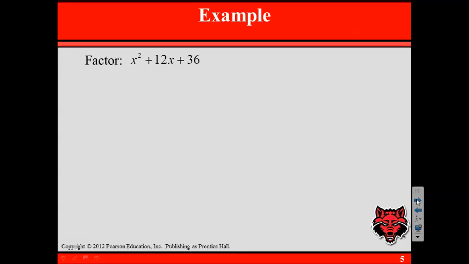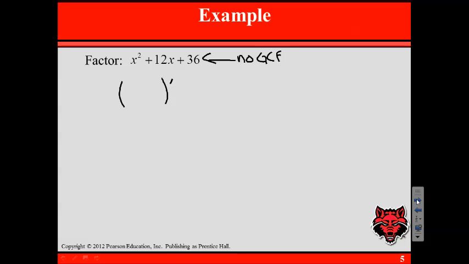Let's try another example. x squared plus 12x plus 36. Again, we go through the process of trying to find the greatest common factor, and there's not one other than 1, so we say no GCF. Now, because we don't have a coefficient that's not 1 in front of x squared, we don't have to go through the entire factoring by grouping process.